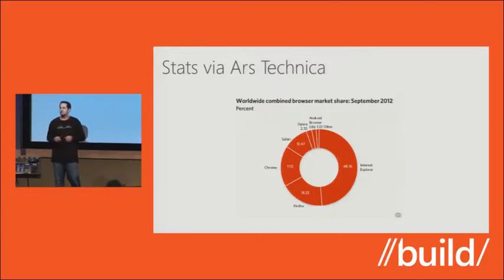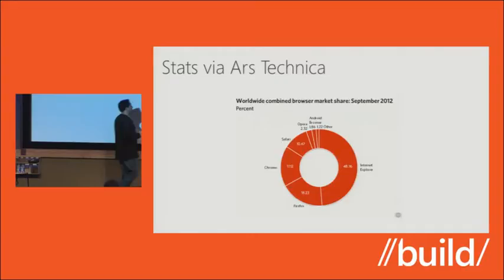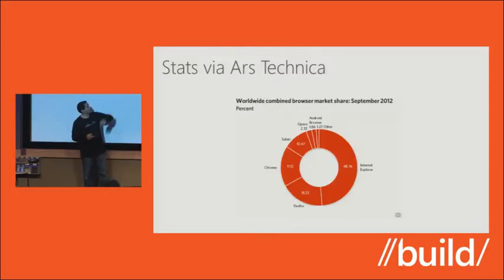If, let's say, you decided you were only going to target WebKit. Well, I don't know. I think 48% of Internet Explorer users, 18% of Firefox users, and 2.3% of Opera users, they'd like to have access to your site as well. And I think that's a pretty important thing.